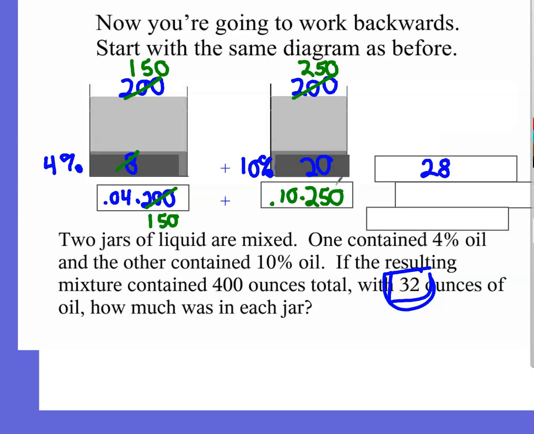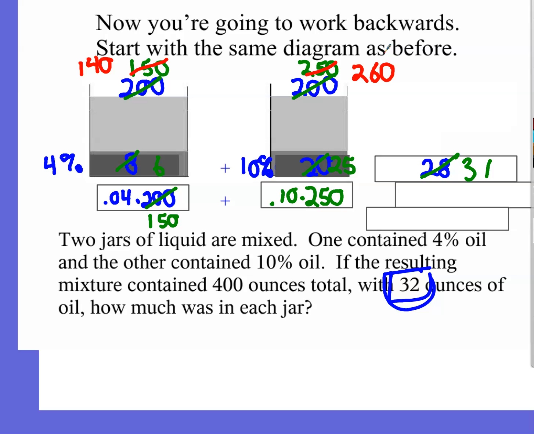Well, 4% of 150, we can figure that out using a calculator off screen here. That's 6. 10% of 250 is 25. So how much does that give me? Well, it gives me 31. Well, we're getting closer. Let's try guessing again. How about, let's guess 140. So if that's 140, this one needs to be 260 in order to add up to 400 total.